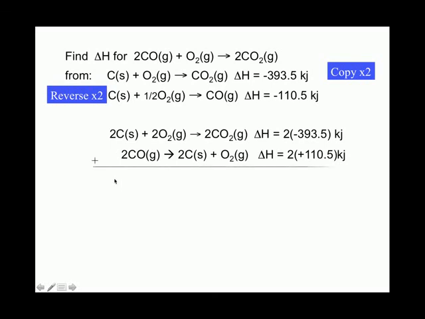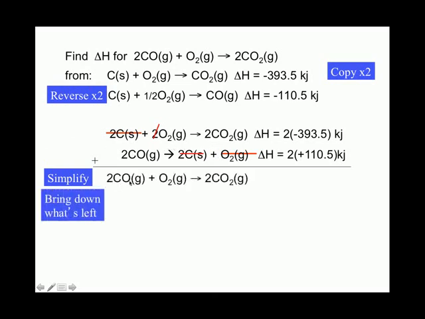Okay, so I'm going to add them together, and let's see what I get. Okay, what can I cancel out? Well, I can simplify the O2. There's one O2 here, but there's two O2 here. So I can cancel out one O2 and just one of these. So there's an O2 still left up there. I can cancel out the 2C solid from both sides. That's gone. But there's nothing else I can cancel. So if I bring down what's left, you notice that this equation looks just like the one I'm trying to find delta H for. Therefore, I can add these delta H's together. And there's my answer.